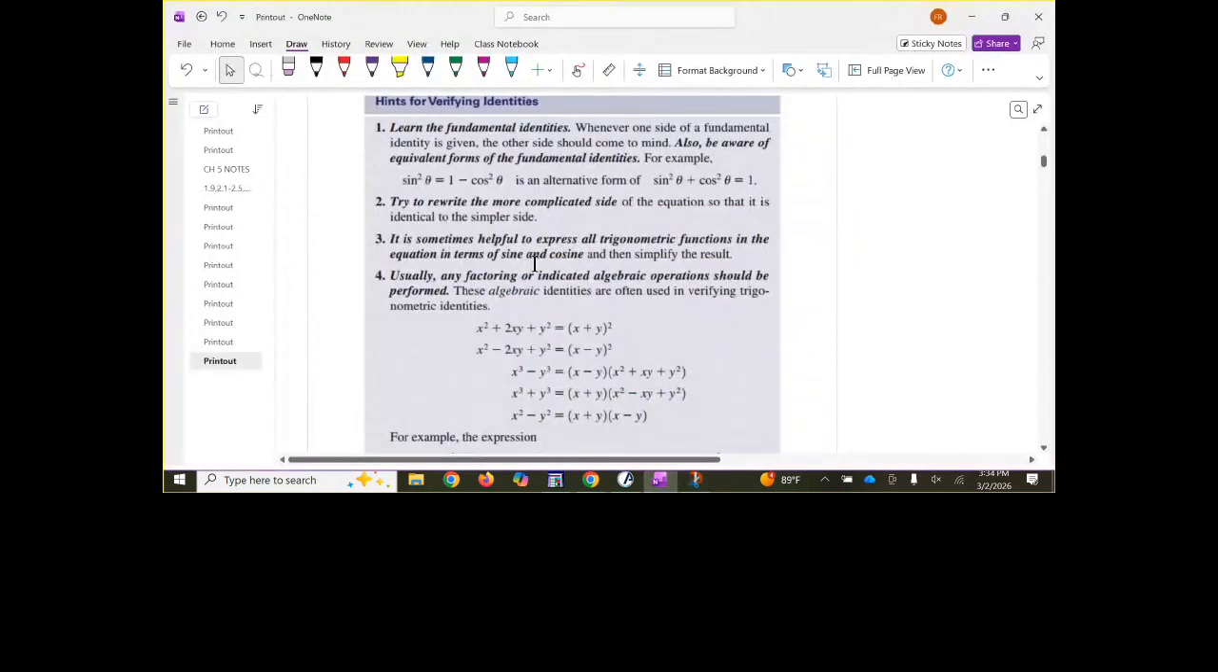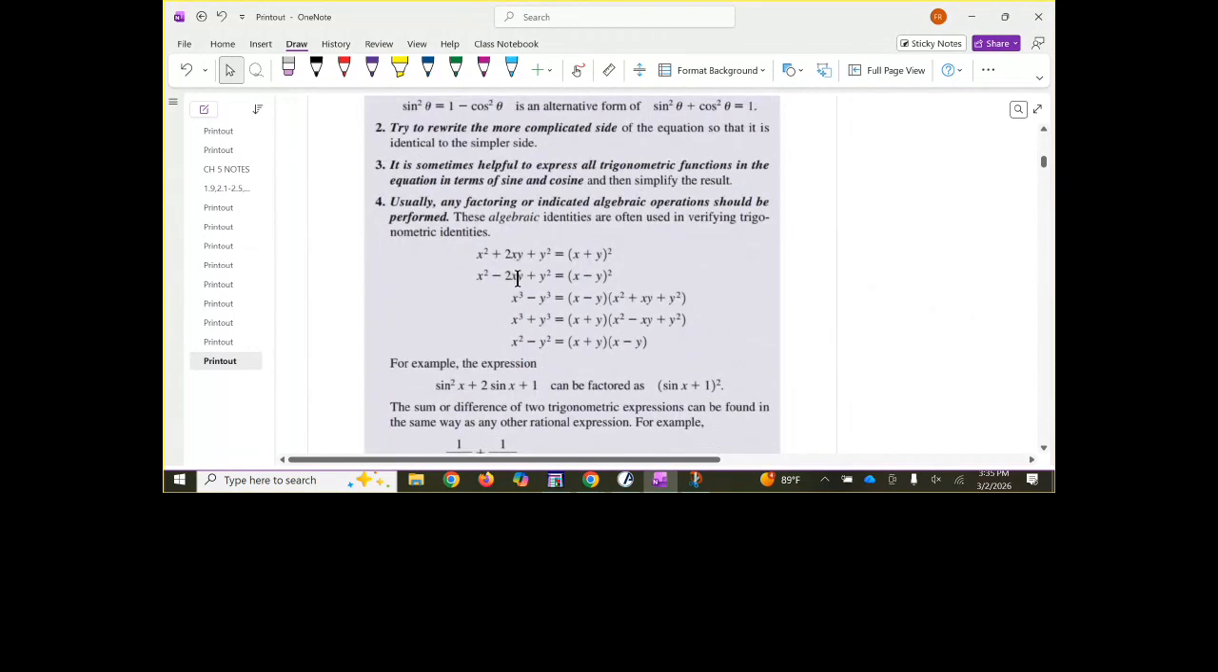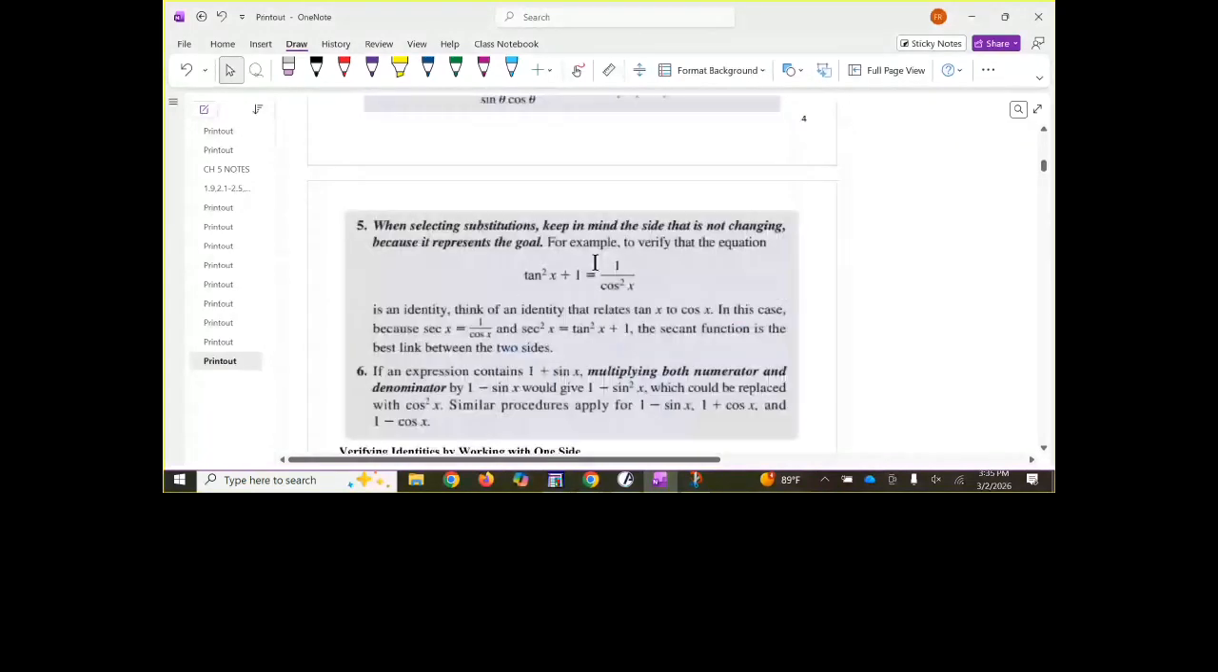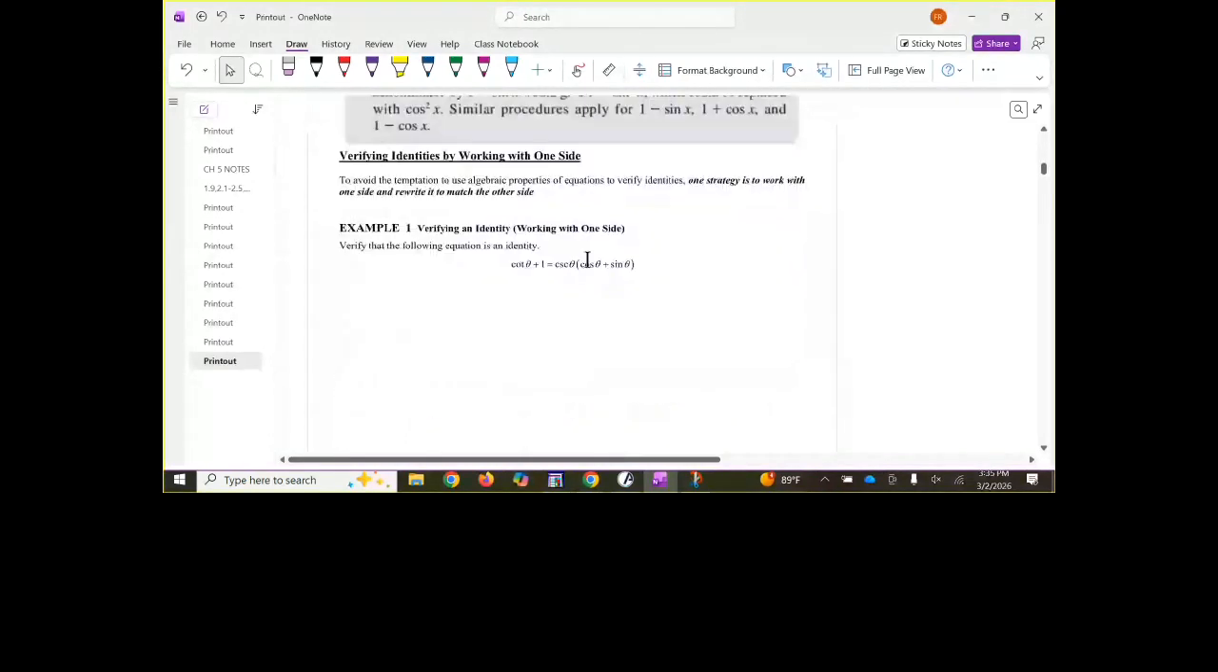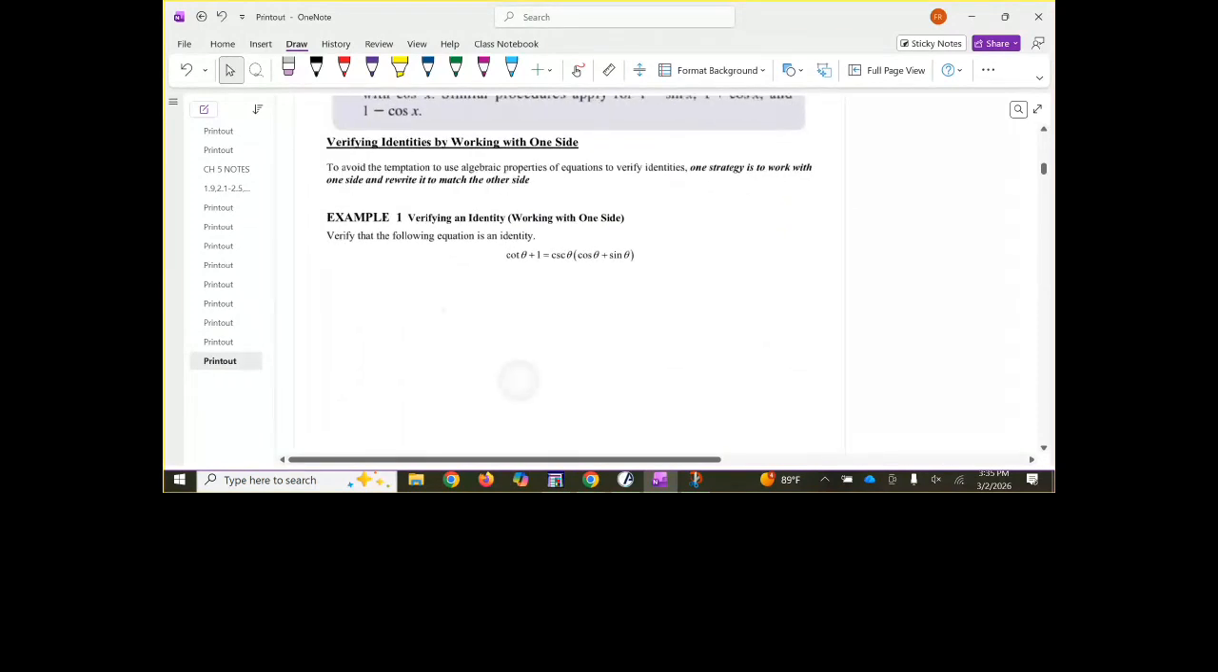And y'all, I will bring you a handout on Wednesday that has some more identity stuff in there. Okay, look what it says. Try to rewrite the more complicated side of the equation so it's identical to the simpler side. It's sometimes helpful to express all trig functions in terms of sines and cosines and then simplify the answer. And make sure you know a little bit of algebra so we can figure out what we have to do, okay? All right, so let's just start with this side here, okay?